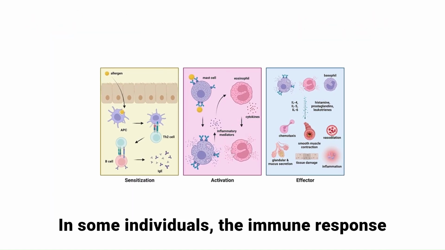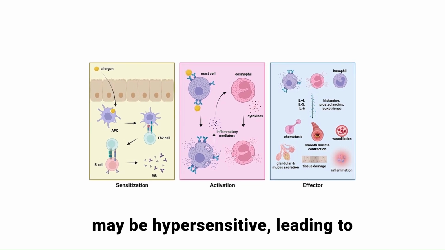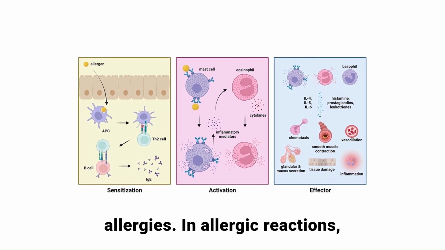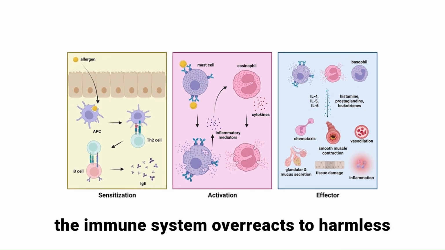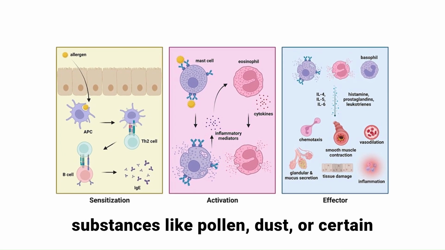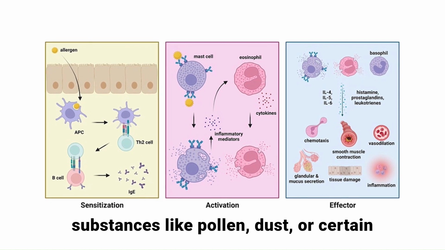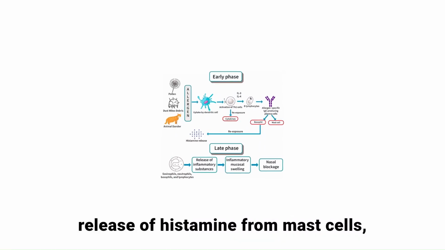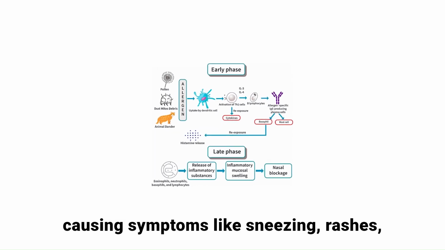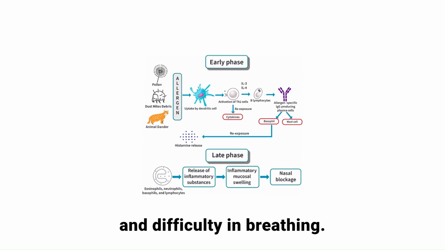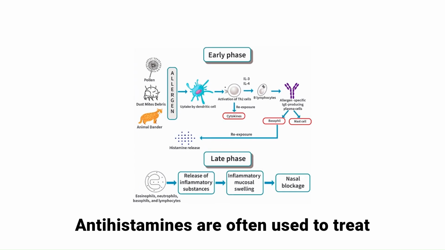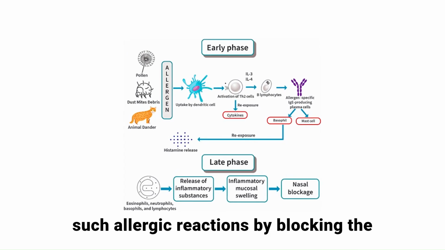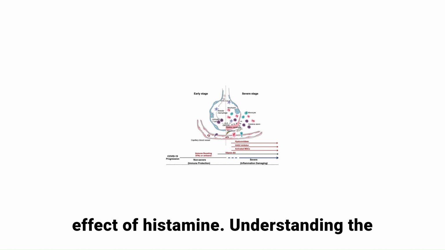In some individuals, the immune response may be hypersensitive, leading to allergies. In allergic reactions, the immune system overreacts to harmless substances like pollen, dust, or certain foods. These allergens trigger the release of histamine from mast cells, causing symptoms like sneezing, rashes, and difficulty in breathing. Antihistamines are often used to treat such allergic reactions by blocking the effect of histamine.